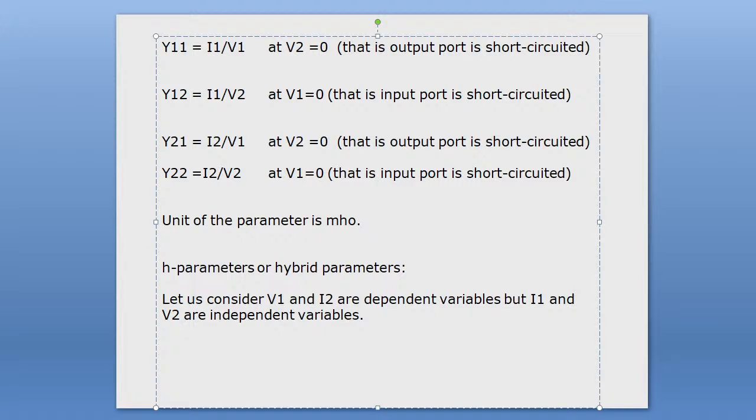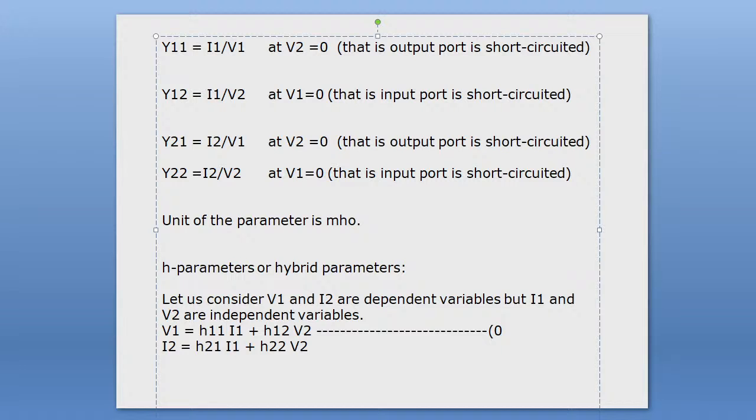So you can write V1 dependent variable equal to H11 times independent I1 plus H12 V2, and another dependent variable is I2 equal to H21 I1 plus H22 V2. Okay, these are two equations for each parameters. Okay, you just write this is equation 3, and the lower one equation 4.